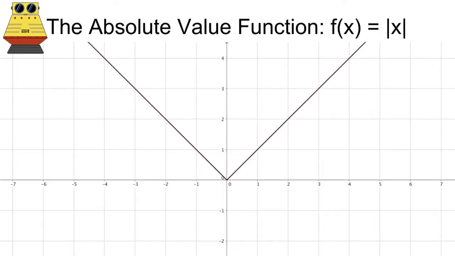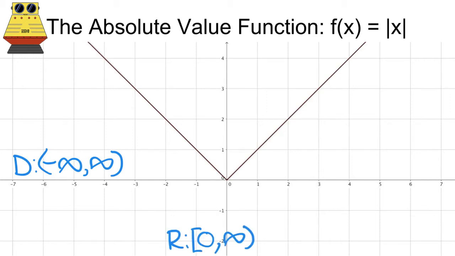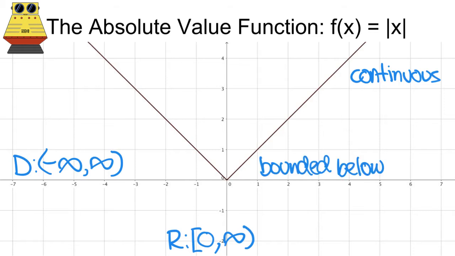Here's the absolute value function. The domain is all reals. You could plug in any x value, but the range is [0, infinity). It's inclusive of 0 because the absolute value of 0 is 0. The absolute value function is continuous, bounded below, and has y-axis symmetry. So it's an even function. We can see that symmetry by reflecting quadrant 1 over the y-axis.